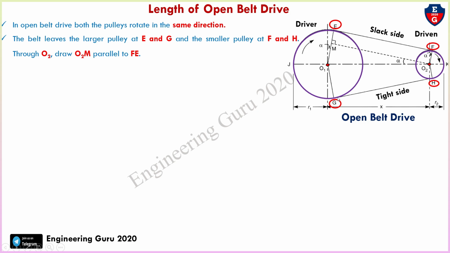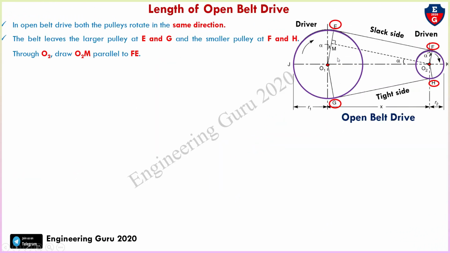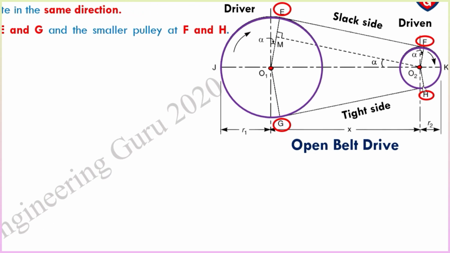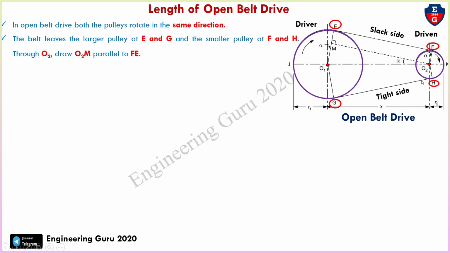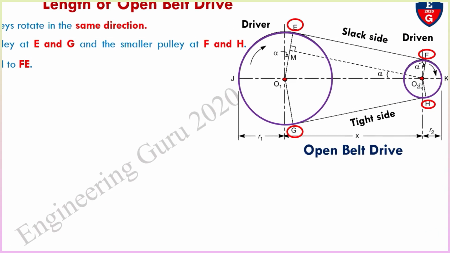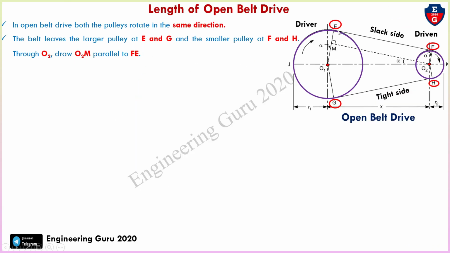In this figure, this is the belt. The belt leaves at point E and point G on the larger pulley. Then at point F and point H, it leaves the smaller pulley. Through O2, draw O2M, a line parallel to the line FE. Both lines are parallel like this. You can draw this line.